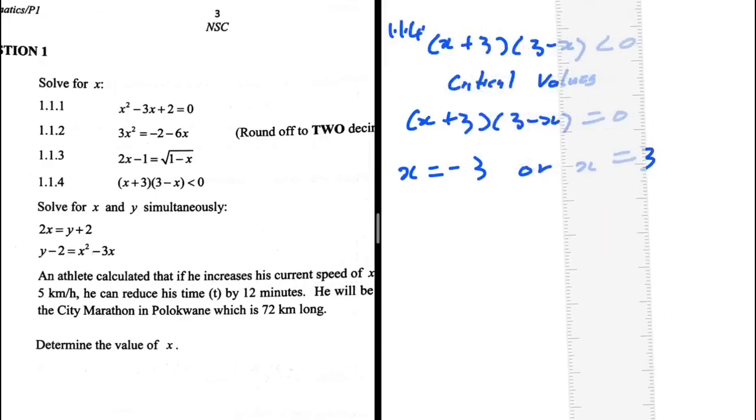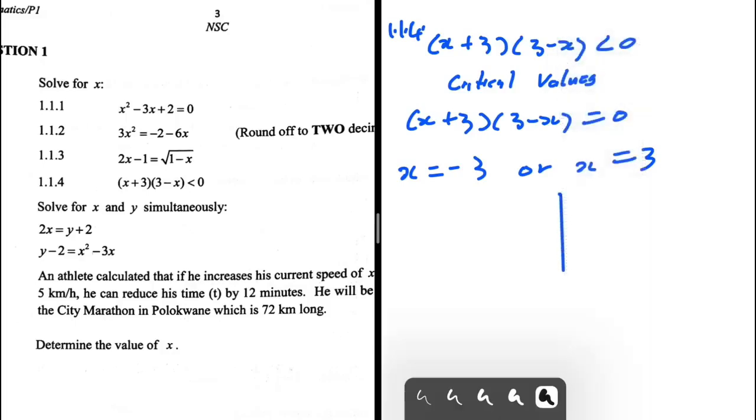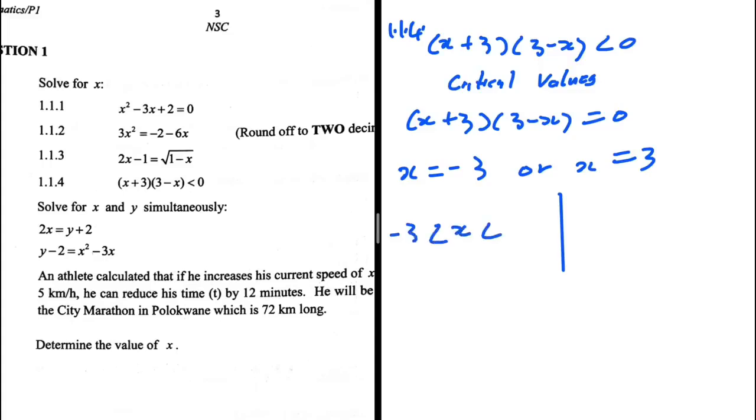So this is what I always do. I say that there's two possible solutions after you get your critical values. Your answer lies between the critical values or outside the critical values. If it lies between the critical values, what will your solution look like? Well, x will be between -3 and 3. And then if it is outside the critical values, x will be greater than 3 or x will be less than -3. These are our possible solutions.